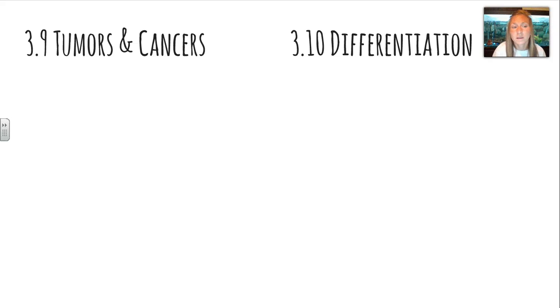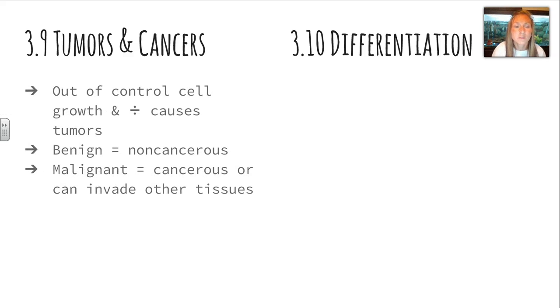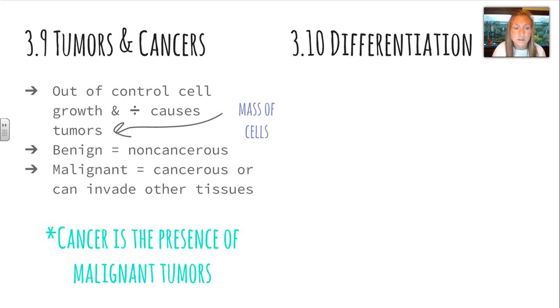Okay, finally, 9 talks about tumors and cancer, and 310 talks about differentiation. So all I need you to generally know about tumors and cancers is that they are created because of out-of-control cell growth, and division will cause those tumors. And basically what's happening is, because the cell is dividing uncontrollably, it's creating this mass of cells, which we call a tumor. So they can be benign, which is non-cancerous, or malignant, which is cancerous and can invade other tissues. If it's determined that the tumor is malignant, then you are said to have cancer.